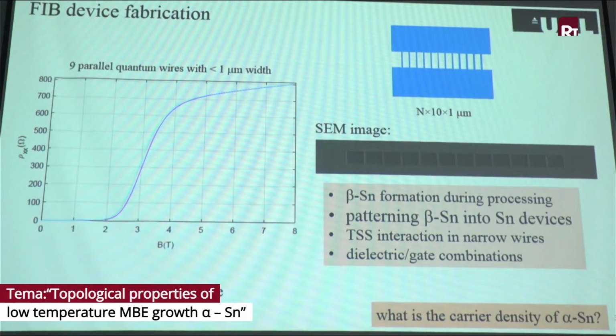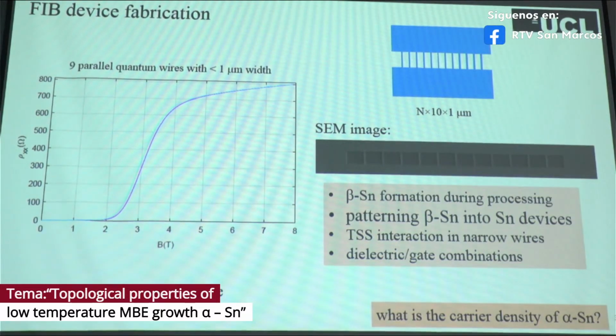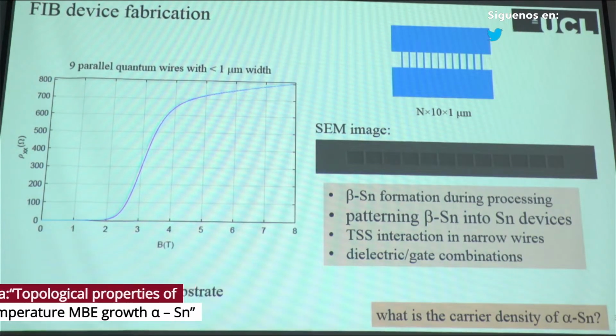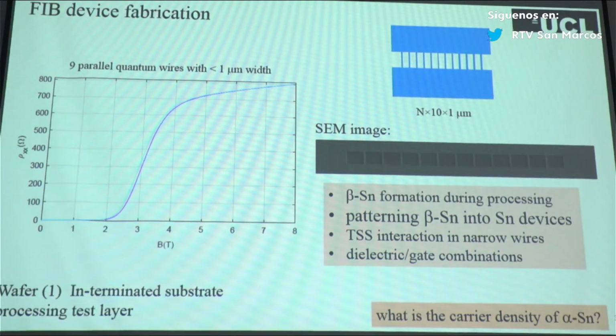We were very, very lucky with these measurements. The obvious question to develop is, can you develop the dielectric and the gate metal combinations so that you can move the chemical potential between those bands and really identify what's going on. I still haven't answered the question, what is the carrier density of alpha tin?